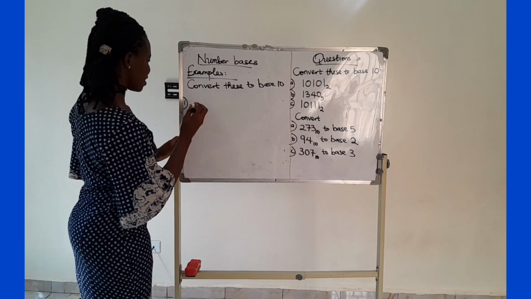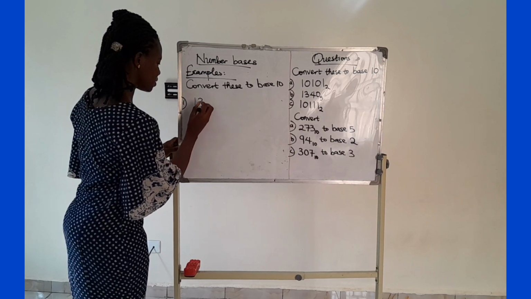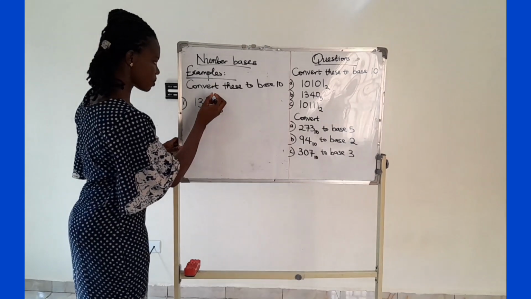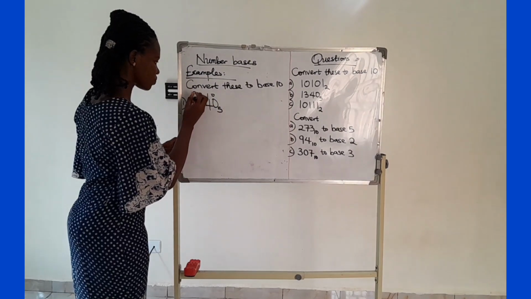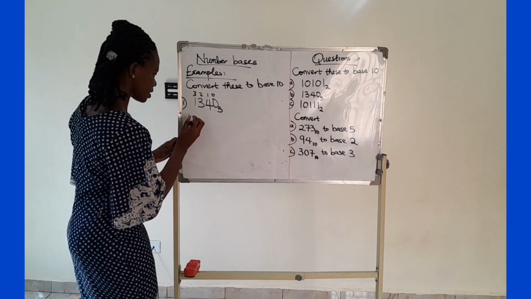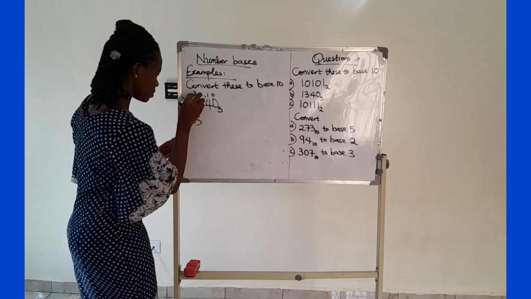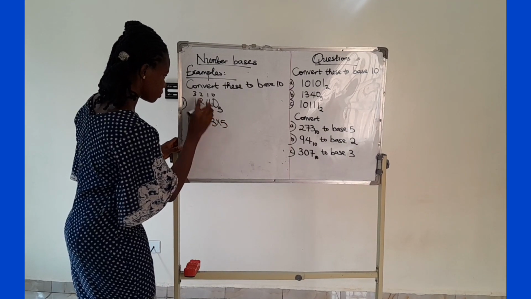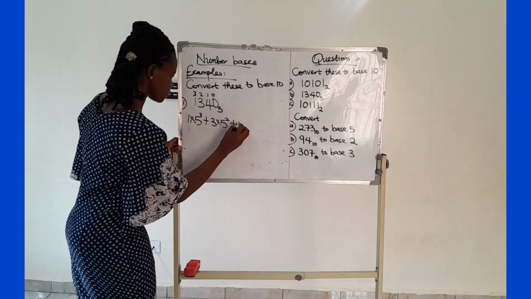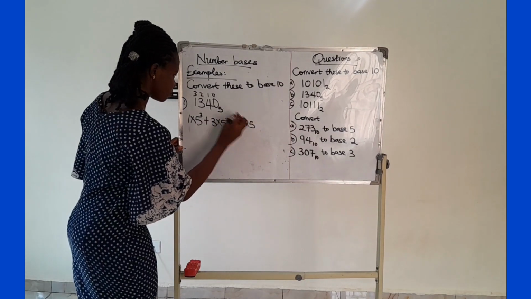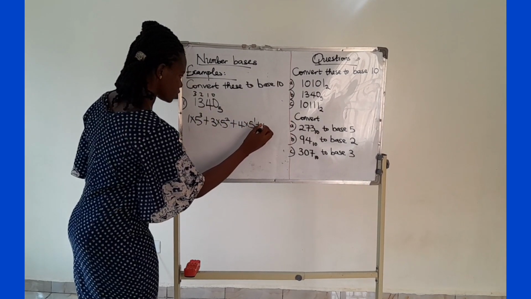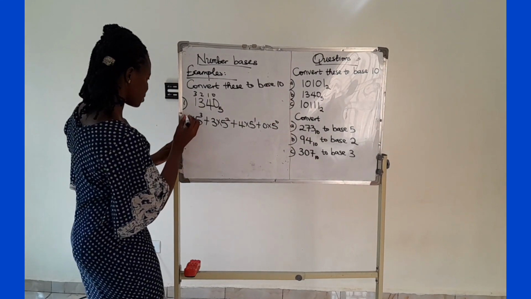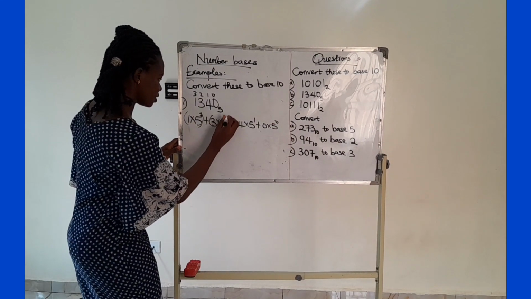Okay, so I have 1340 base 5. I'm changing it to base 10. So the same method: 0, 1, 2, 3. So I'll do 1 times 5 raised to power 3 plus 3 times 5 raised to power 2 plus 4 times 5 raised to power 1 plus 0 times 5 raised to power 0. Okay, so I'll start.